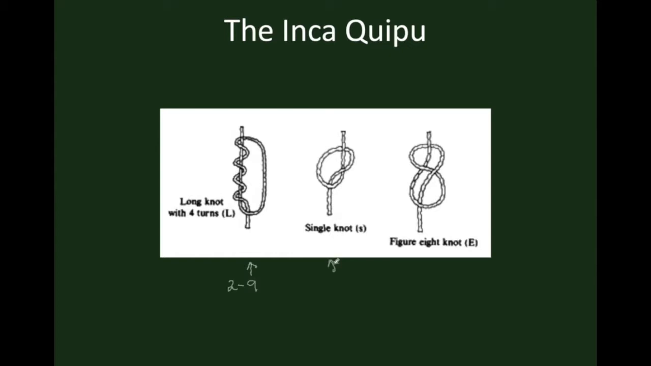They also used a single knot, and the single knot represented either the number of tens, the number of hundreds, the number of thousands, and so on. And then we have the figure 8 knot, which to me is a very interesting knot because they had a particular knot to represent 1. In modern mathematics, 1 is a special number. It's the multiplicative identity. If you multiply any number by 1, you get the same number back. So I think it's kind of cool that the Inca had a special knot just for 1.